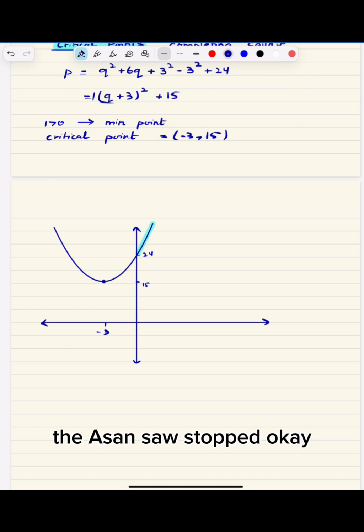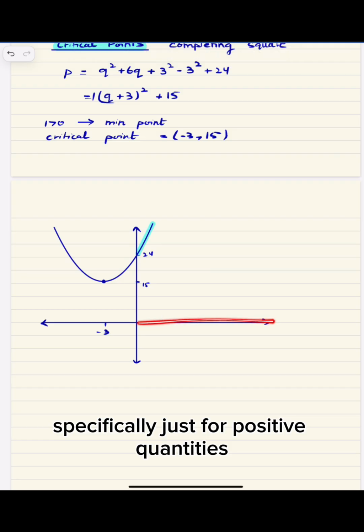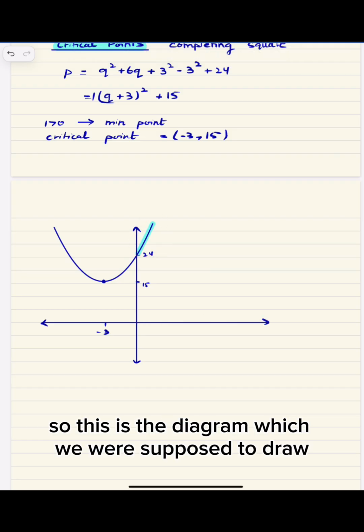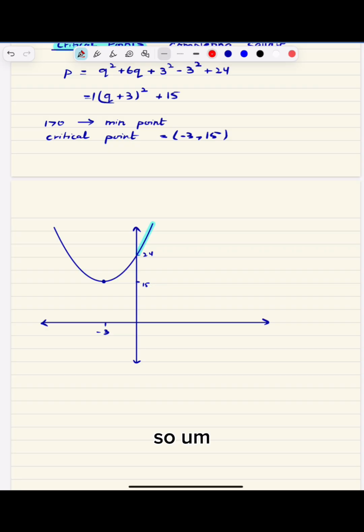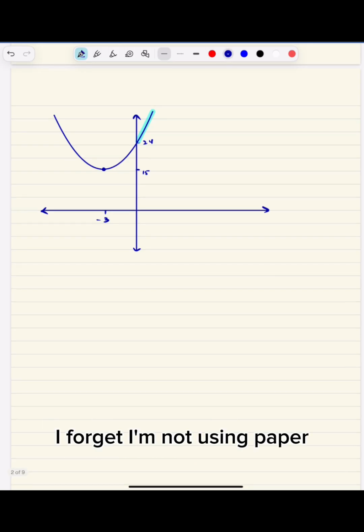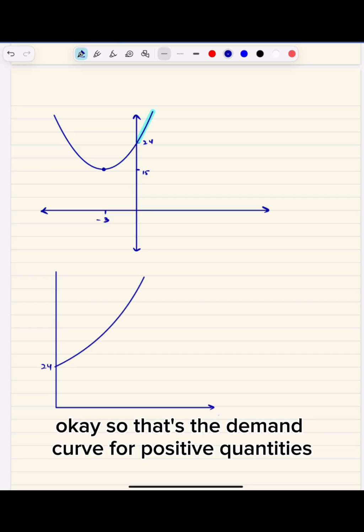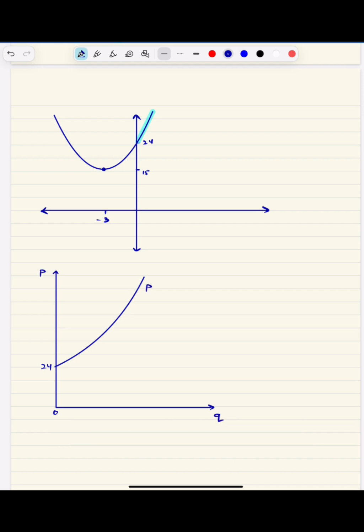The azan stopped. Okay, so they asked us to draw the diagram specifically just for positive quantities. So this is the diagram which we were supposed to draw. Let's just erase this then, or I'll just keep it here. I forget I'm not using paper, so it's fine to use as much space as I want. Okay, so that's the demand curve for positive quantities and positive prices, P D as a function of Q.